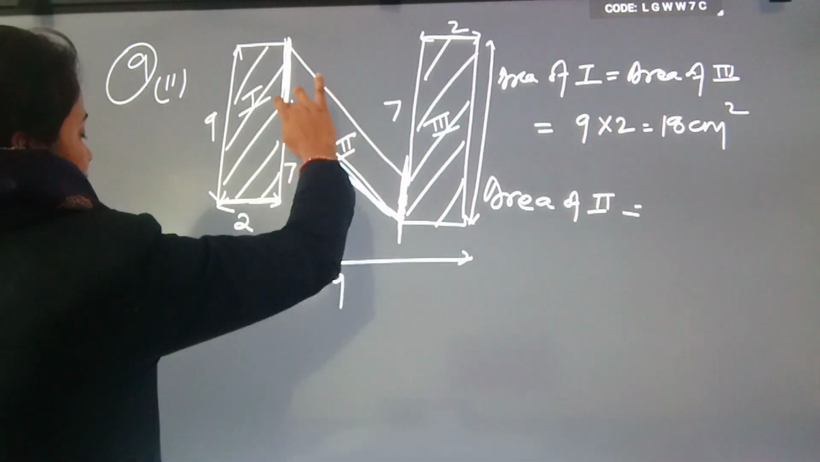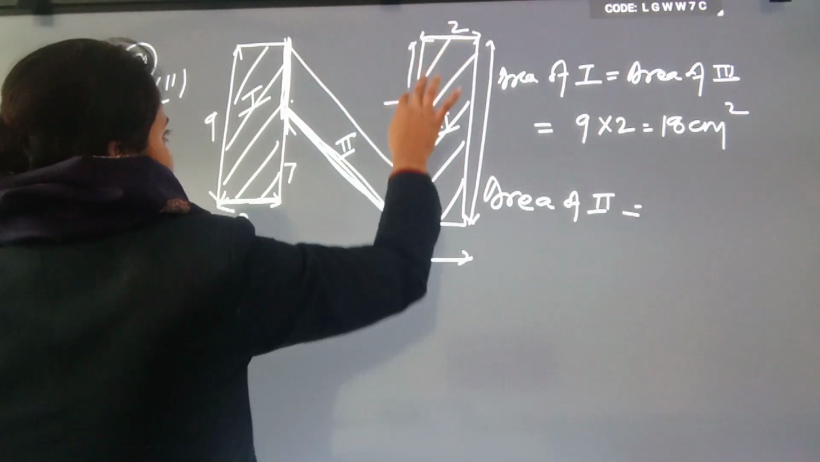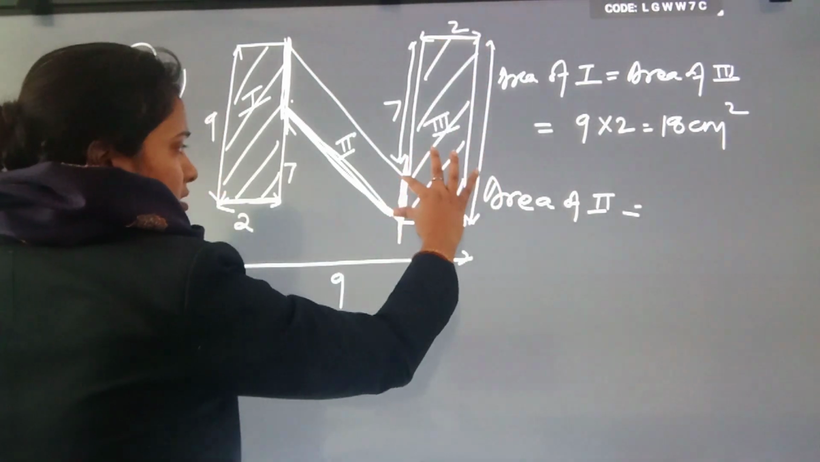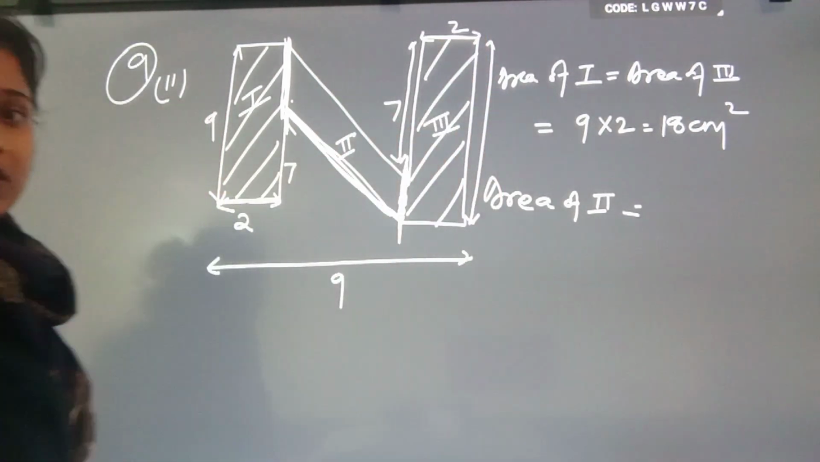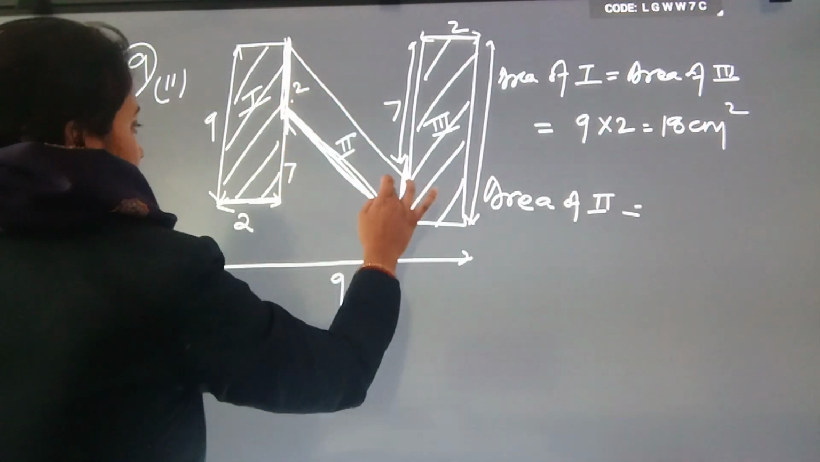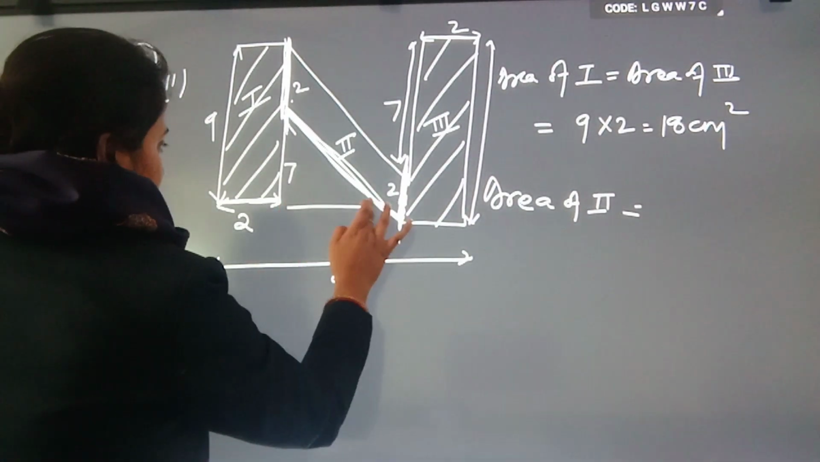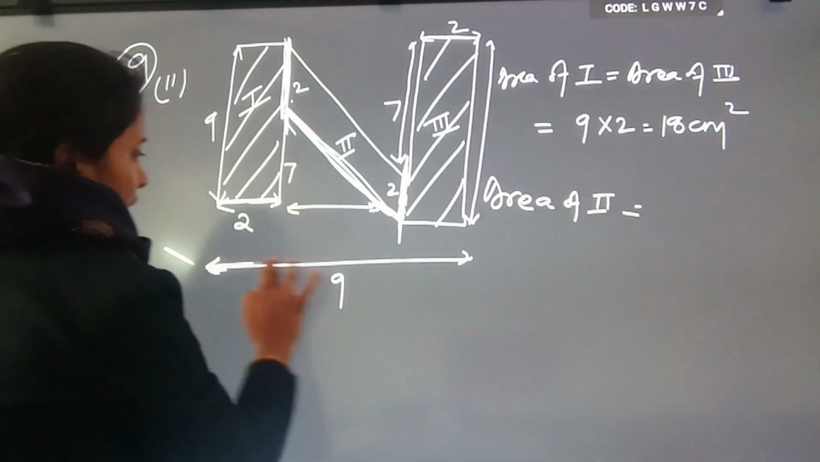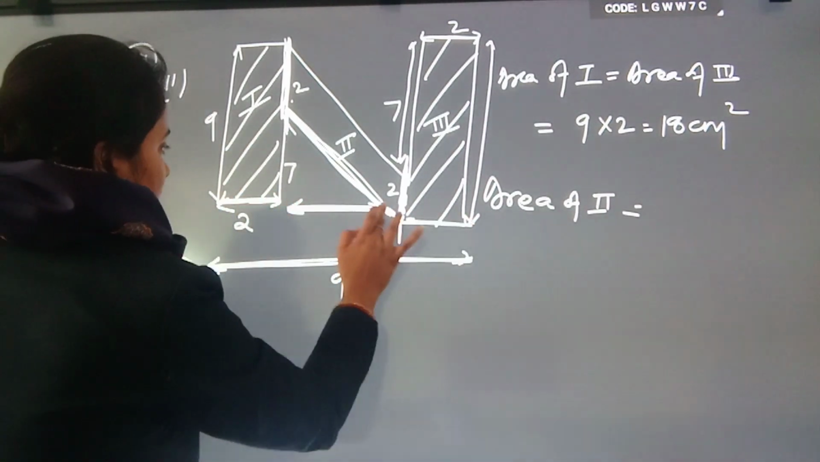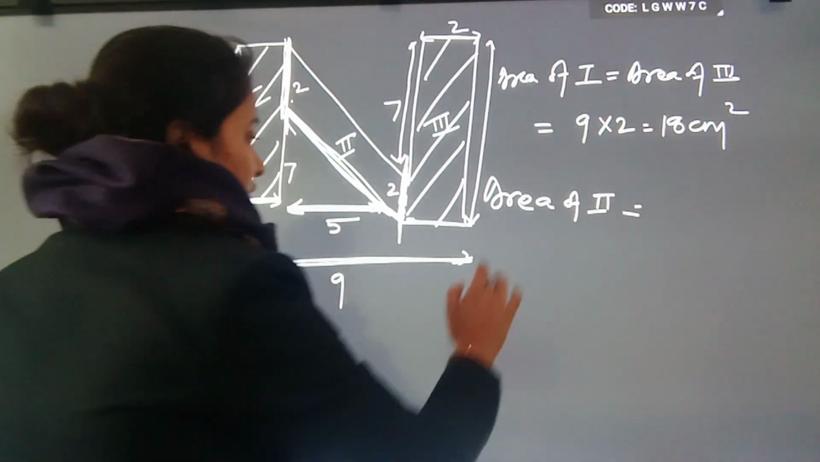Now, how to find this parallel side? Here in this figure, this distance is given as 7. This whole is 9. So what will this small one be? Obviously, this will be 2. So this will also be 2 and this will also be 2. Now, look at the downside. Let us find the distance between them. This whole is 9. This is 2, this is 2. So what will this be? It will be 5.